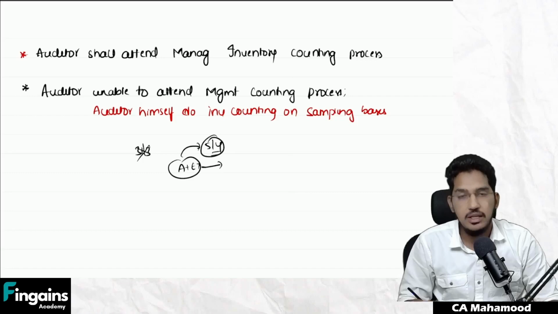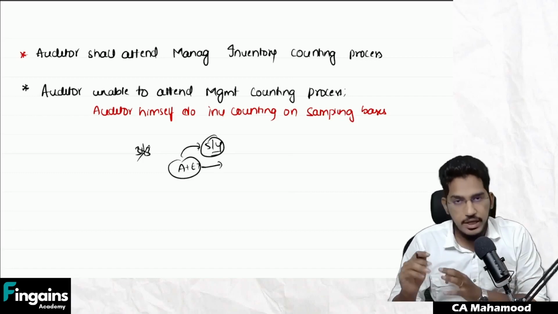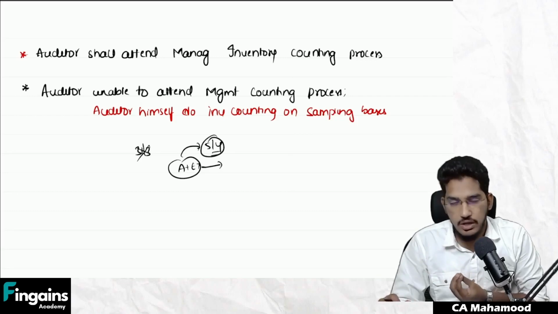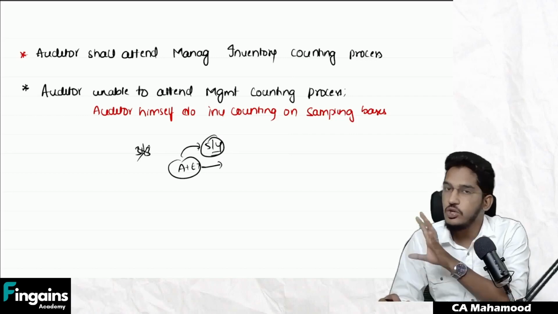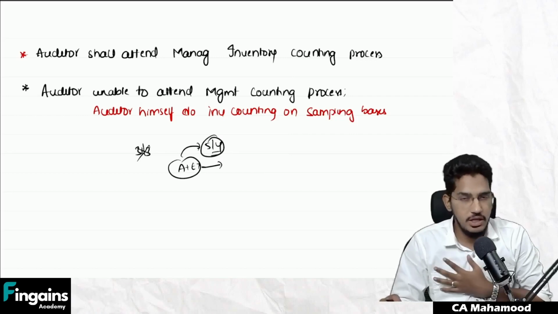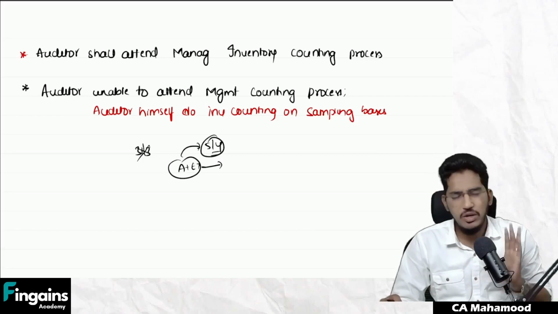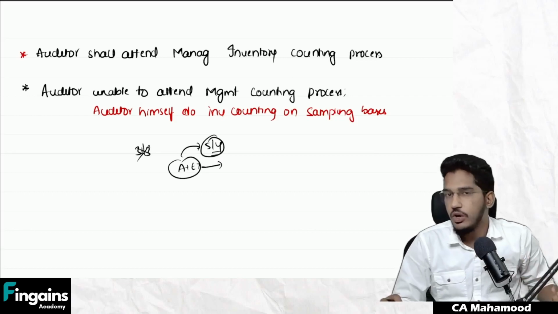I will try to do the physical counting of at least a few sample of items. So if you are unable to attend the management's inventory counting process, the standard has given you one alternative route. What they're asking you to do is go for physical verification on your own. You have to take your engagement team and do the physical verification on some sampling basis. You need not count 100% of the items. Take a few sample of items and do the inventory counting on your own.